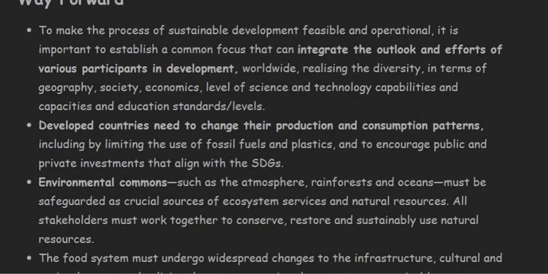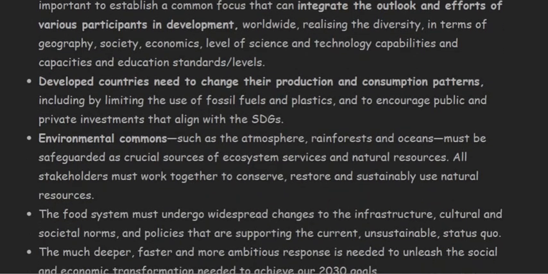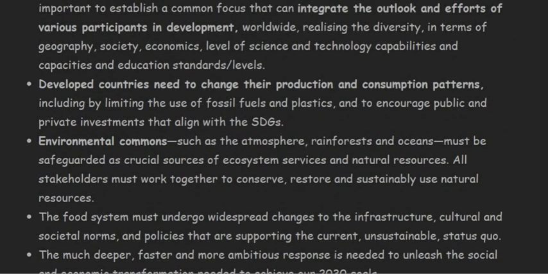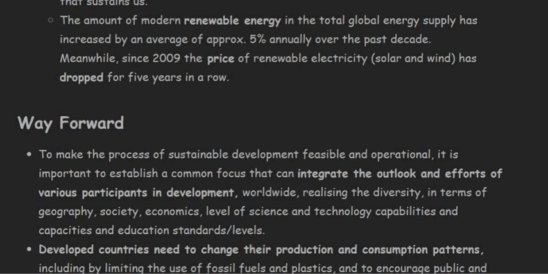The amount of modern renewable energy in the total global energy supply has increased by an average of approximately 5% annually over the past decade. Meanwhile, since 2009, the price of renewable electricity, solar and wind, has dropped for 5 years in a row. Way forward.